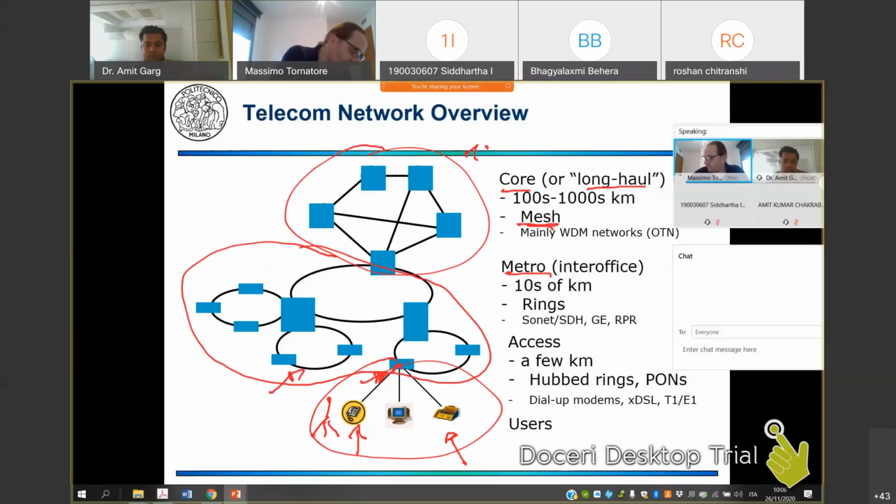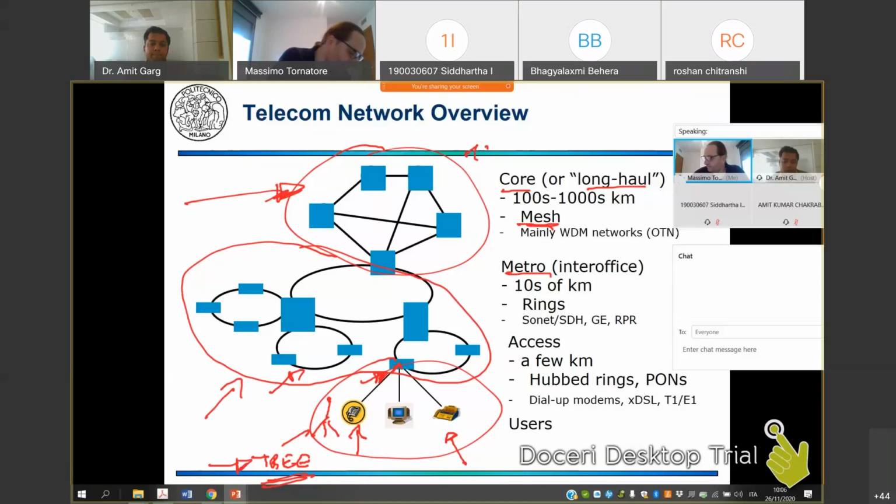So my attention is going to be mostly on the long haul, on core networks. But even just by looking at this very preliminary and simplified structure of the telecommunication network, there is already a message in terms of reliability, right? Because while here we have trees, which basically do not have a chance of reliability unless you do some redundant trees, but we're not going to get into that topic.